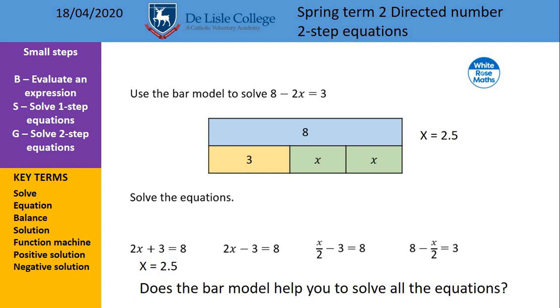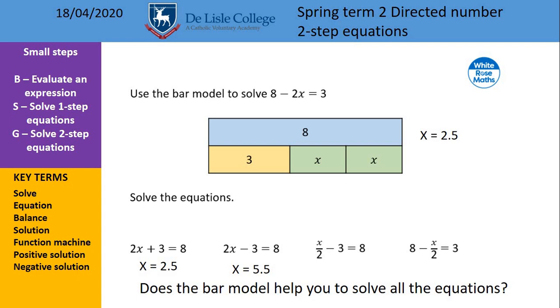Next one though, got to be very careful: 2x minus 3 equals 8. So I would in fact add 3 first and you get 2x equals 11, then divide by 2, get x equals 5.5. Next one, x divided by 2 minus 3 equals 8.